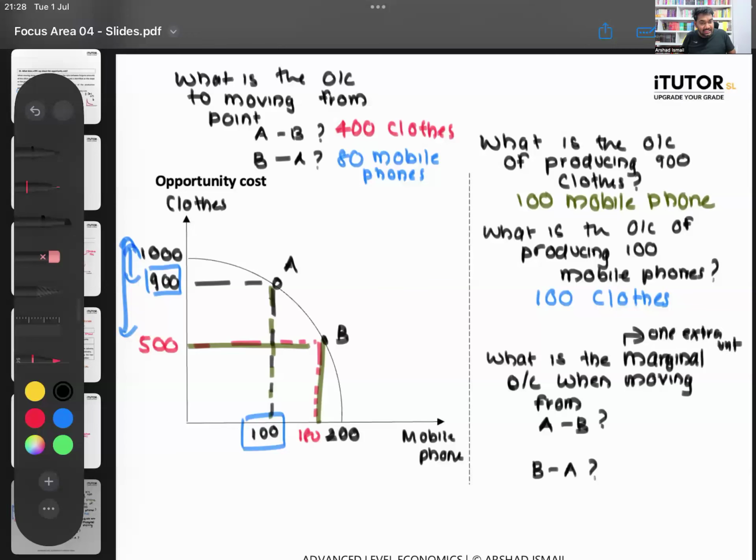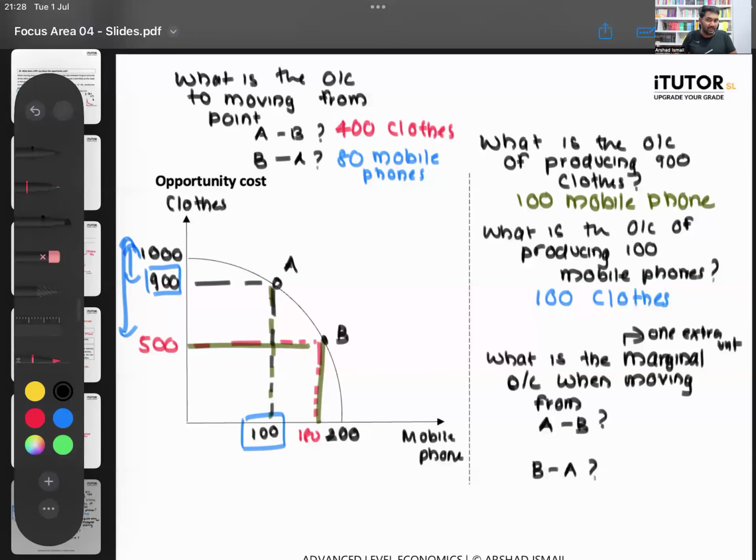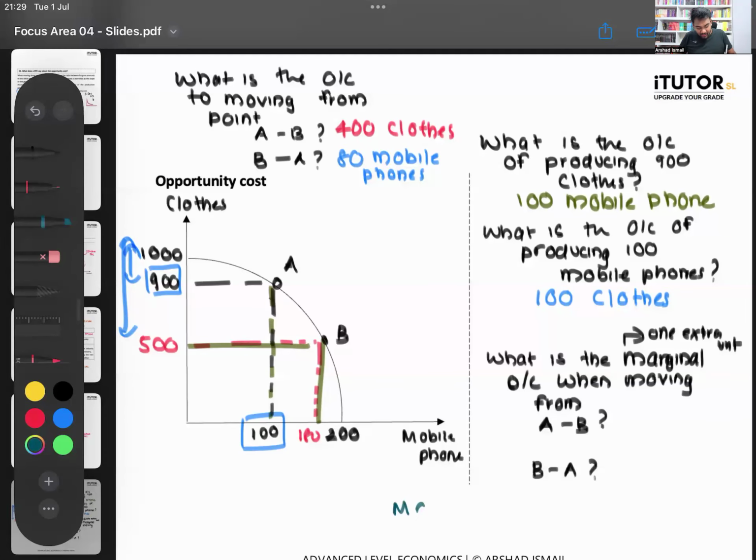So here you have to use the equation. When they say marginal opportunity cost or opportunity cost of producing one extra unit, then the equation comes. What is the equation? The one that we learned before. Marginal opportunity cost equals foregone number of units divided by gained number of units.